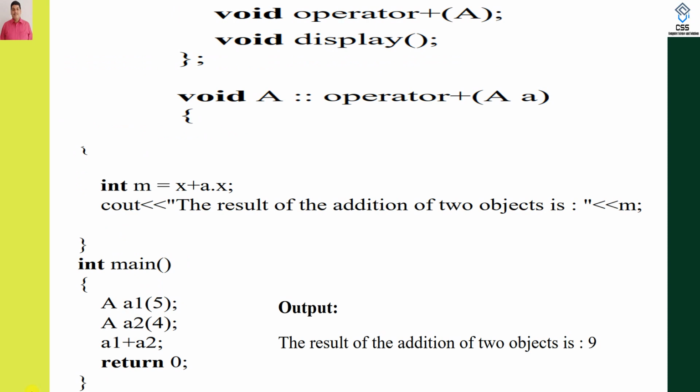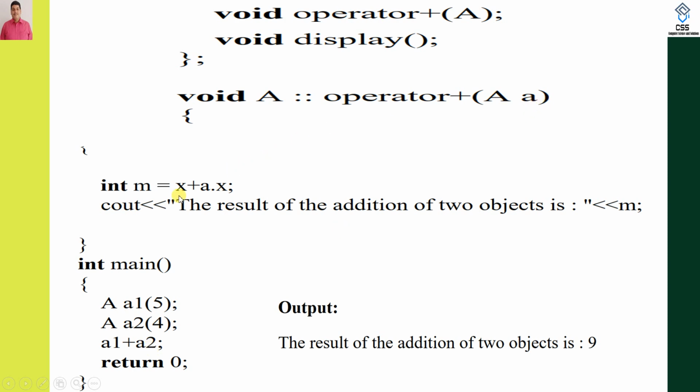Now we are writing A1 plus A2, means where is it called? It will come to here. Now for A1, the normal member x works, and for A2, the value is stored in the object that is a. Means for A2, a will work, and for A1, x will work. Means whichever is the last object, that object will work accordingly here. Means A2's object will be held in a.